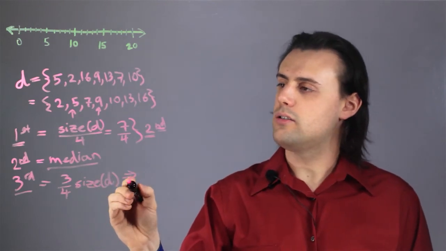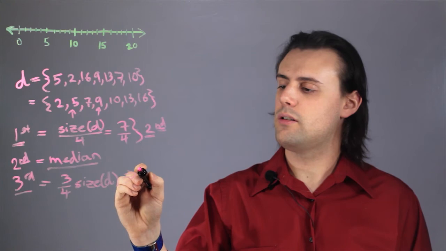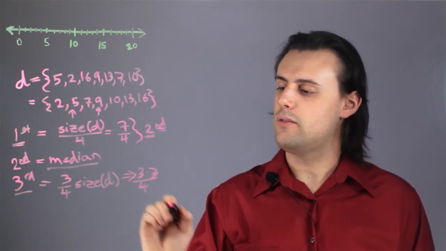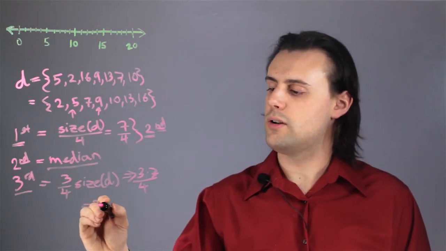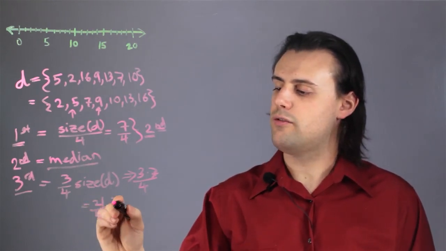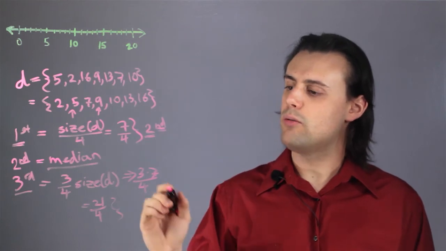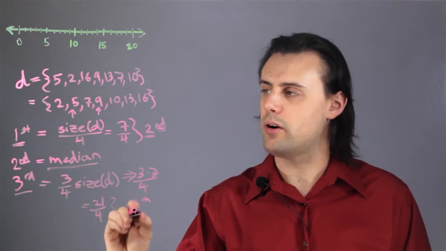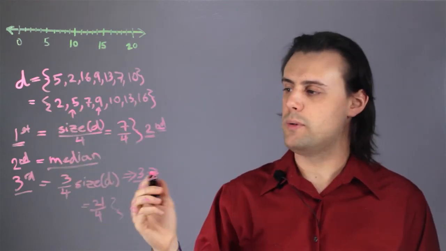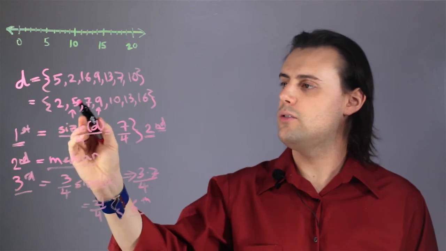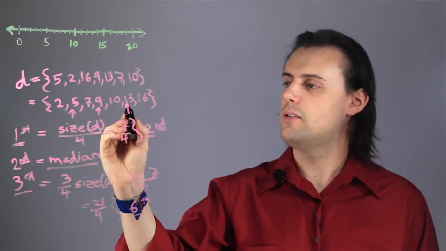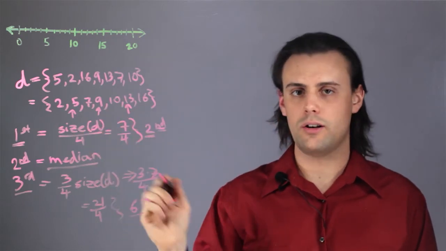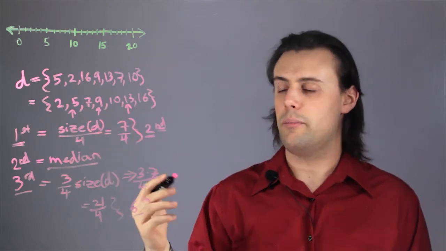Since we have 7, we have 3 times 7 divided by 4, so we get 21/4. If we round this up, we end up with 6. So the 6th number in our ordered data set will be the third quartile. That's 1, 2, 3, 4, 5, 6. So that's 13.